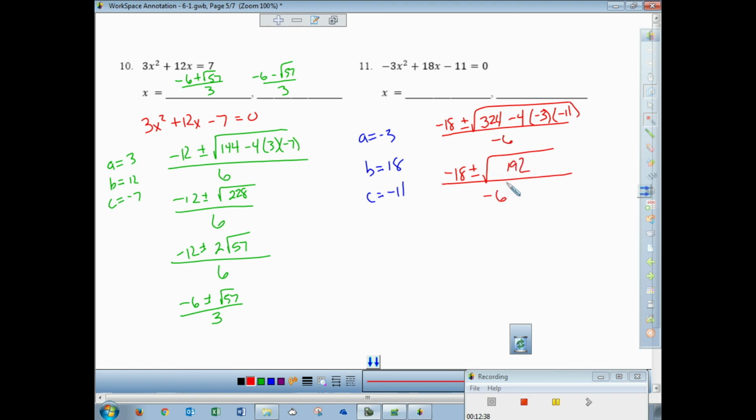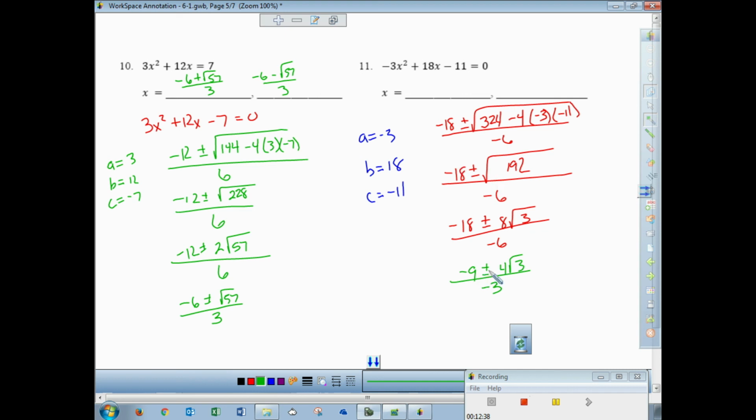And 192 can simplify. So see if you can find the biggest perfect square that goes into that evenly. And it was 64. So since 64 goes in there, you'll have to square root it and get an 8. And it went in there 3 times. And that's all over negative 6. And then we can simplify with the triangle of death. Looks like 2 goes into all of those, so negative 9 plus or minus 4 square roots of 3 all over negative 3.